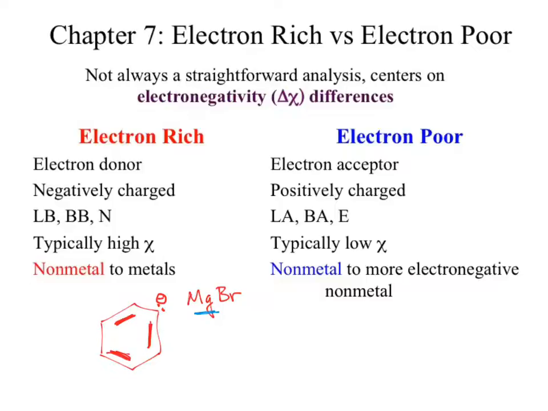What if we switched over to the electron poor? Our electron poor atoms will end up being electron acceptors. They are typically positively charged because they're missing electrons. These will be our Lewis acids, Bronsted acids, and electrophiles. These are typically atoms that have very low electronegativities, okay? Because something else needs to steal electrons from them to make them positive. These become much trickier to deal with. You're typically looking at your nonmetals being attached to a more electronegative nonmetal.